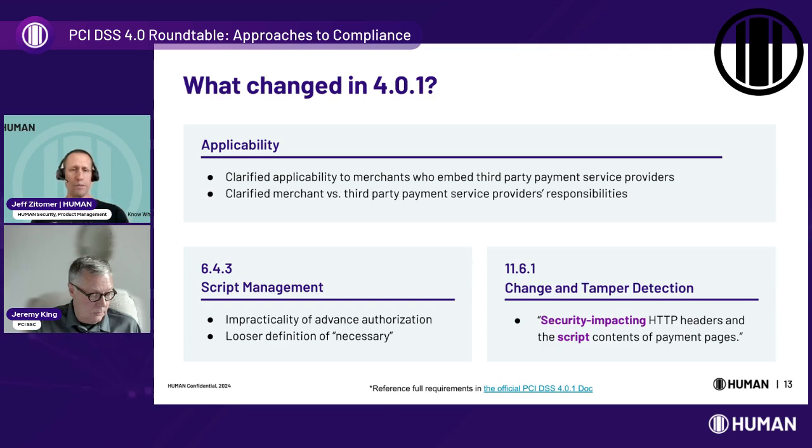Then 6.4.3 specifically, one of the things that I think the council very wisely identified is that for client side, unlike server side, a lot of the changes are outside of your control, and a lot of times it's impractical to pre-authorize every change before it happens, or every new script before it happens. And so it recognizes that if a change did happen and you didn't necessarily have a chance to authorize it before, then you need to authorize it as soon as possible.